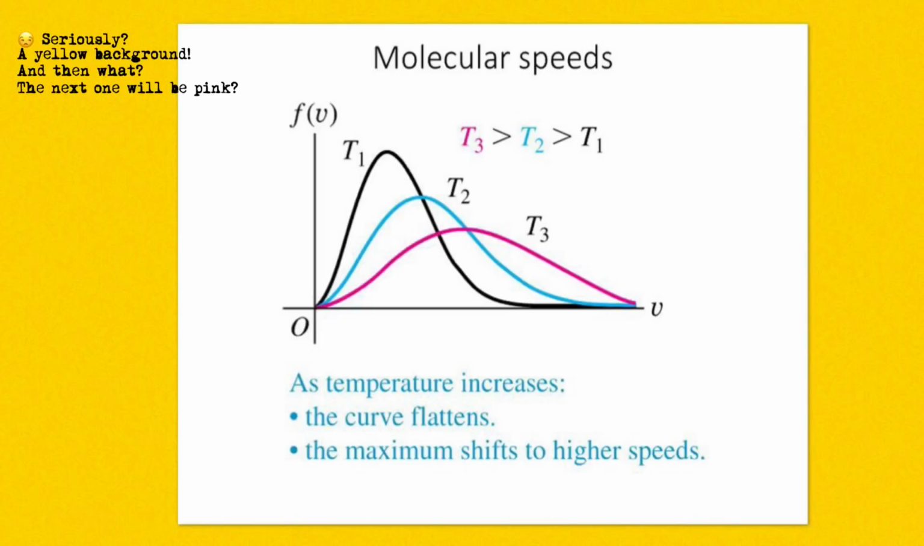Now here you can see this distribution function depends on the temperature, and you can see as the temperature increases, this curve flattens, and the maximum is also shifted to higher speeds, right? So if you increase the temperature, the most probable velocity is going to be higher, and there will be a broader distribution of speed in your gas.